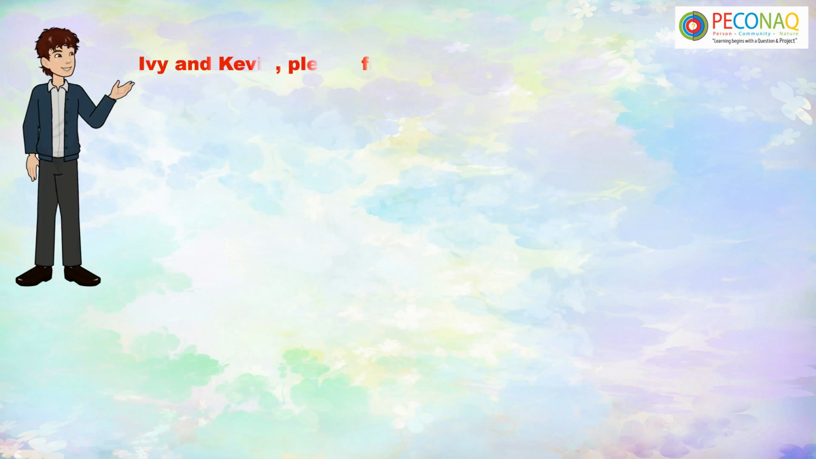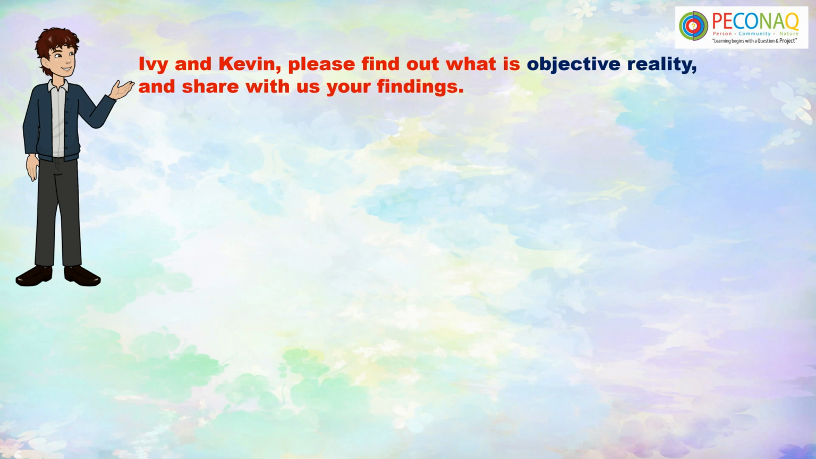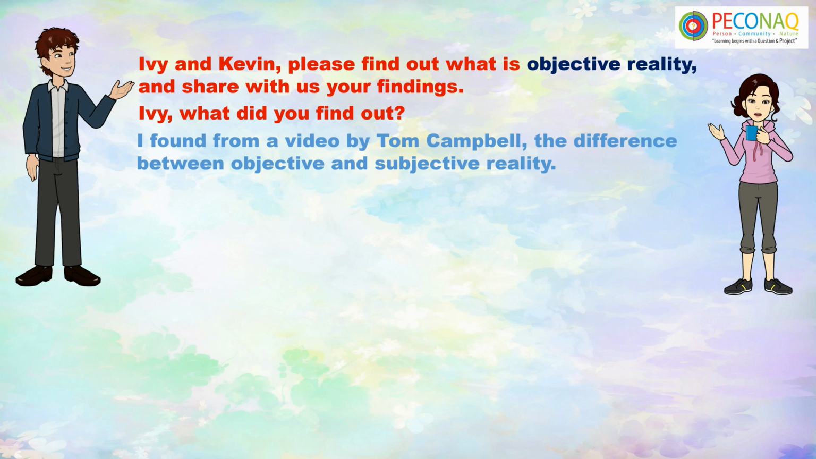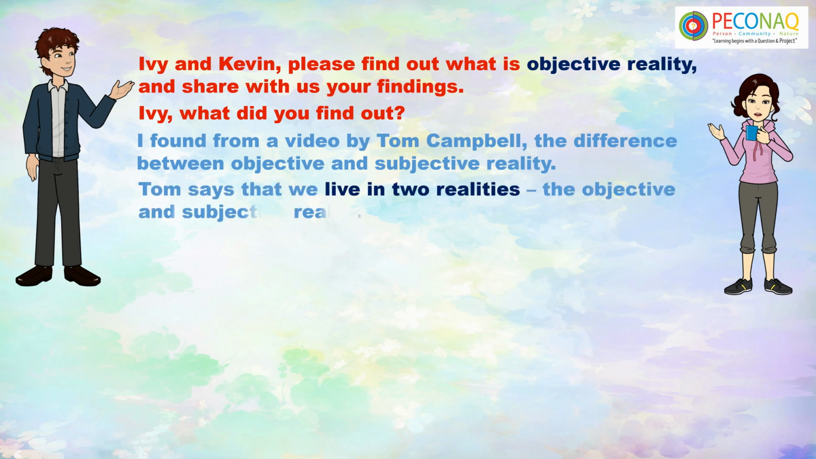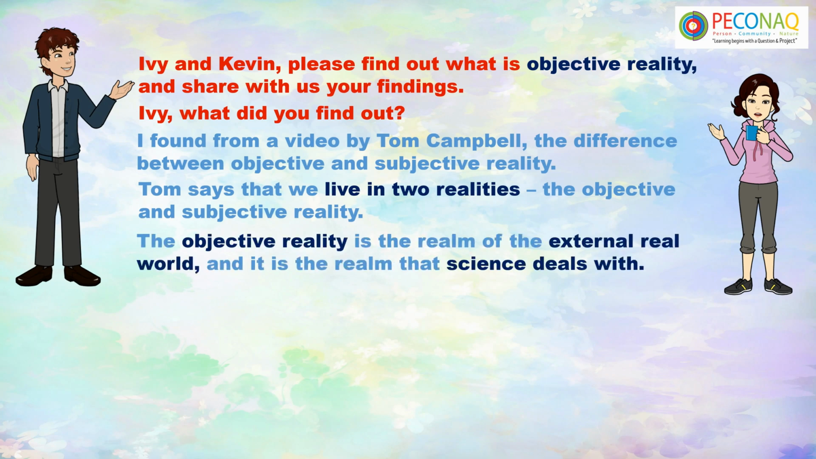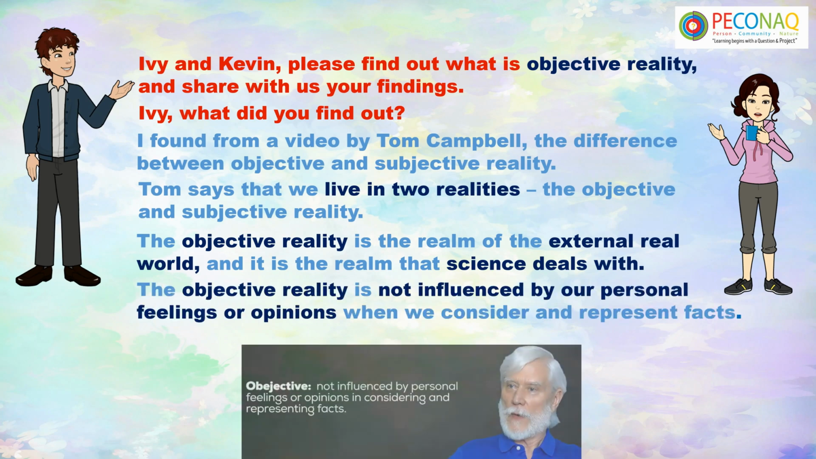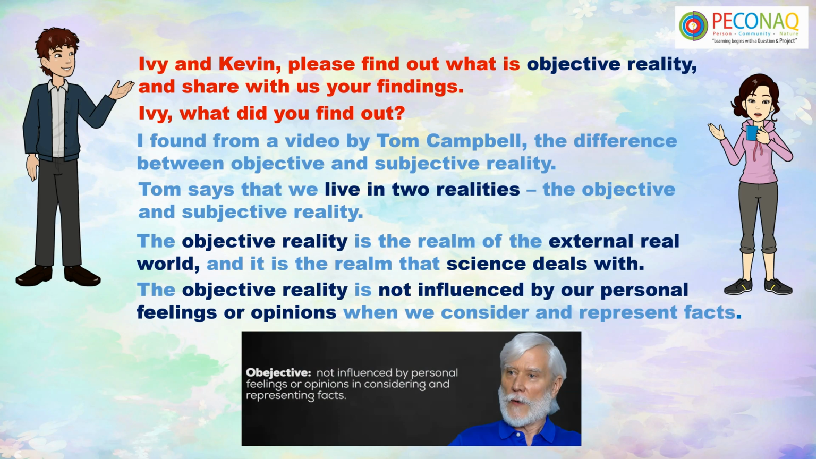Ivy and Kevin, please find out what is objective reality, and share with us your findings. Ivy, what did you find out? I found from a video by Tom Campbell, the difference between objective and subjective reality. Tom says that we live in two realities, the objective and subjective reality. The objective reality is the realm of the external real world, and it is the realm that science deals with. The objective reality is not influenced by our personal feelings or opinions, when we consider and represent facts.